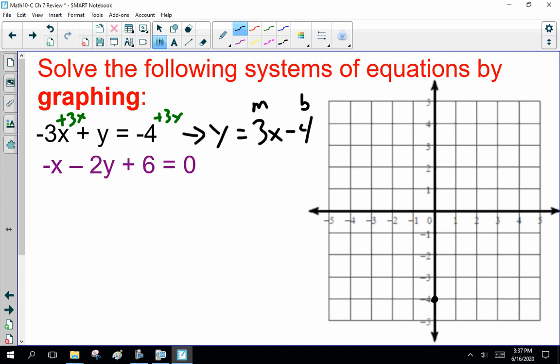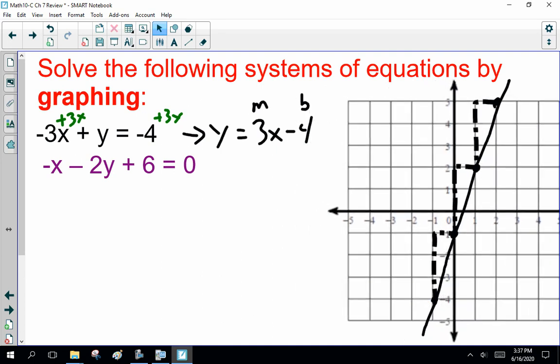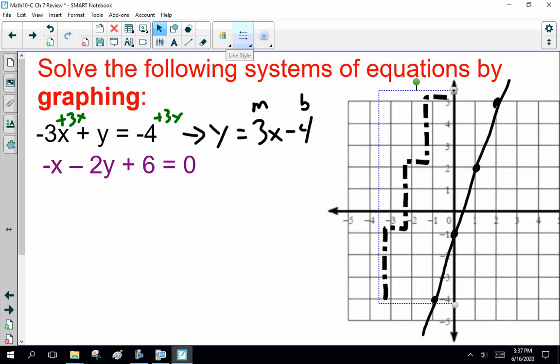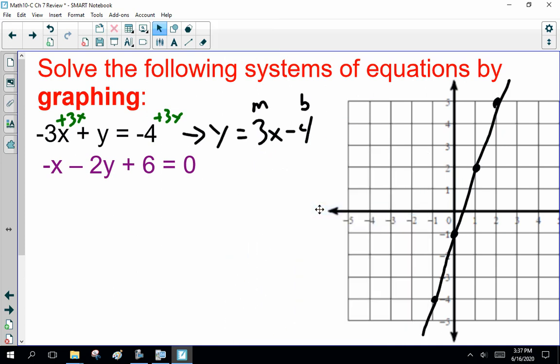So you go up 3 over 1, up 3 over 1, up 3 over 1. And you draw a line connecting your dots. I'm going to get rid of this dash line because it confuses me. And I'm old, I get confused easy. Anyway, this is y equals 3x minus 4.